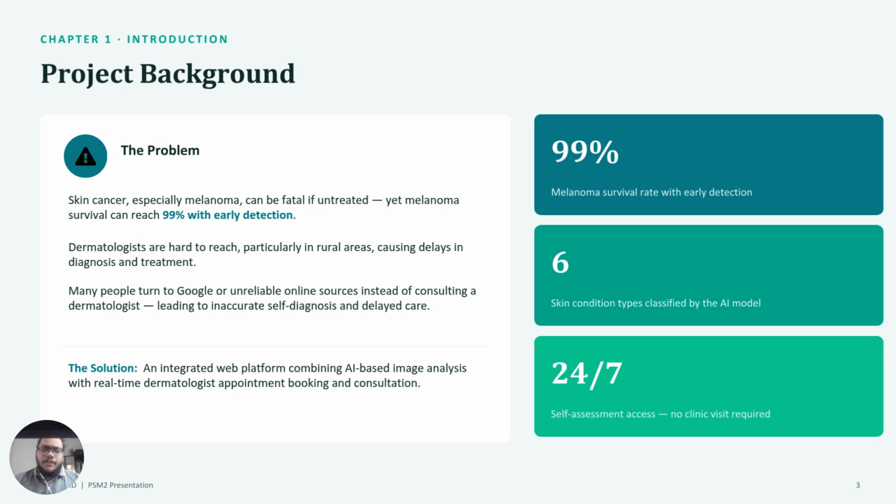Okay, let's start with the problem. Skin cancer, especially melanoma, can be fatal if left untreated. But if it is caught early, the survival rate can reach as high as 99%. So early detection generally saves lives. The issue is that dermatologists aren't always easy to reach, especially for people in rural areas. This causes delays in diagnosis, and by the time someone does get checked, the condition has progressed. Because of that, a lot of people turn to Google or unreliable sources online to try to self-diagnose a mole or lesion. This often leads to inaccurate conclusions and further delays for proper care.